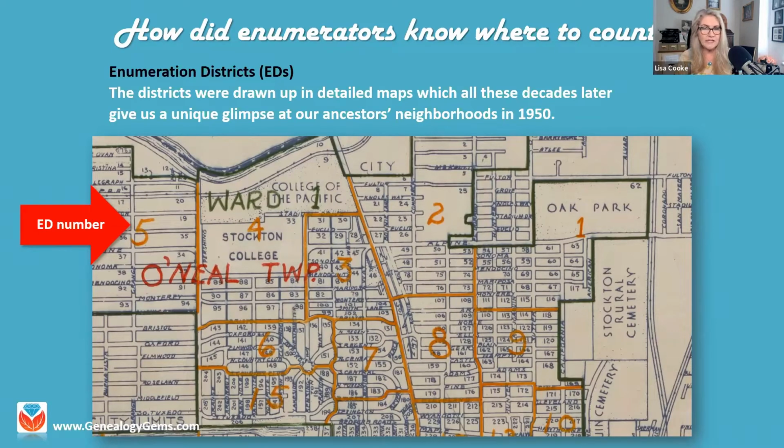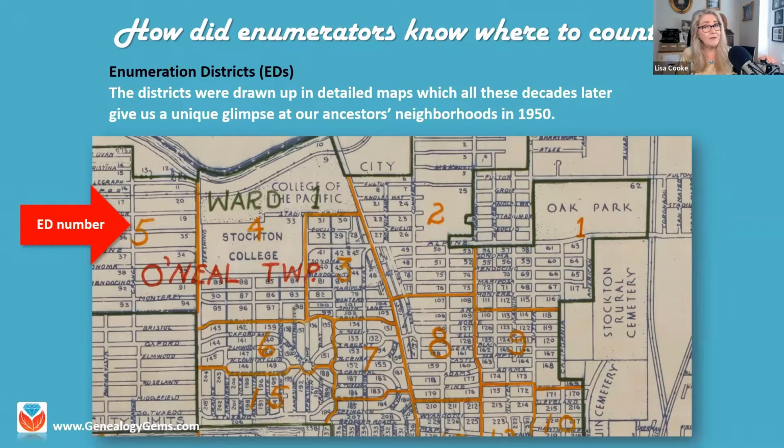So what you'll see consistent amongst the maps is the color coding system they used. And you'll see a key in the bottom corner of the map that green was kind of the ward. And then within that, you get the orange lines and the orange numbers, and those are your enumeration districts.